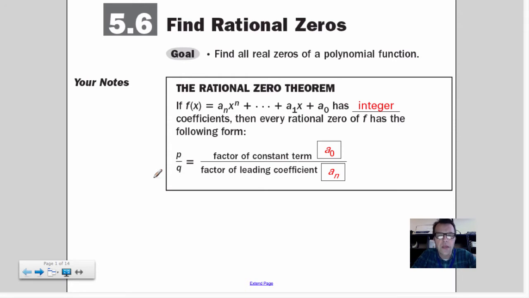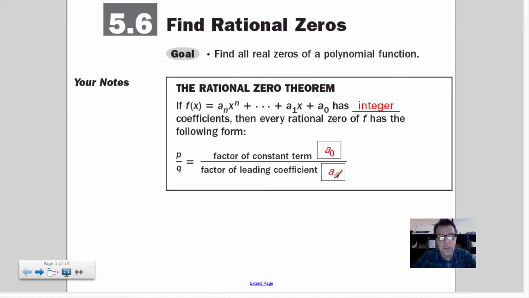It says if a polynomial, and that notation is just a fancy way of writing any x to any power with a leading coefficient, has integer coefficients, so if all the numbers in front of the x terms are just integers, so you couldn't have like a 1.2 coefficient, then every rational zero, and the word rational means any number that can be written as a ratio, like 1/2, 1/3, but not like 1.2568, something that's irrational, has to follow this form: a ratio of a factor of the last coefficient, the constant term, divided by a factor of the leading coefficient.